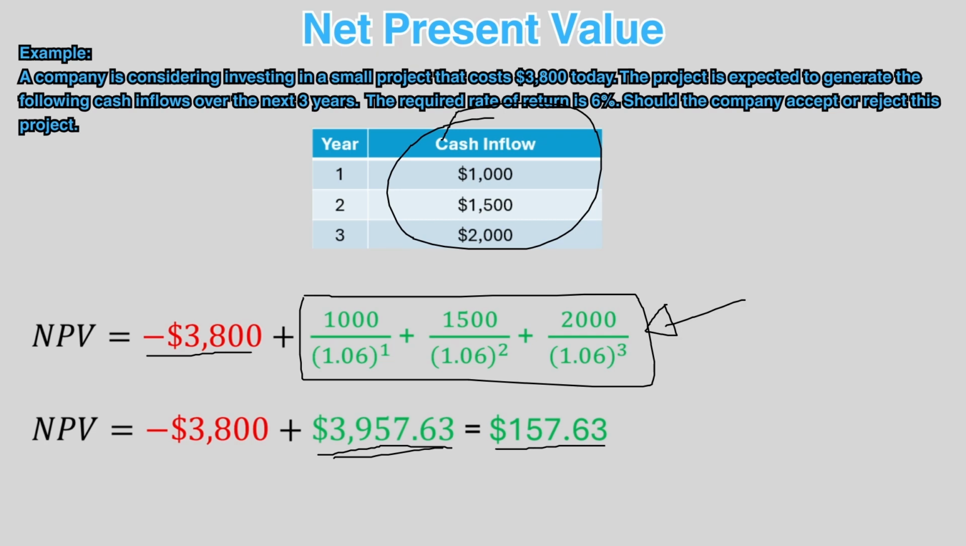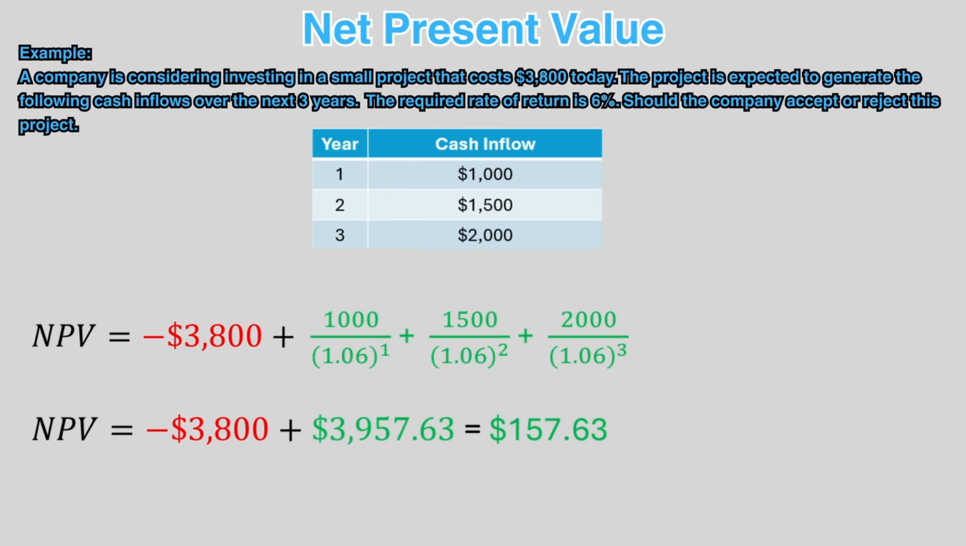And remember what we said about positive NPV, when it is greater than 0, that means we accept the project. So we would accept the project in this case because the project results in a positive NPV, or in other words, the present value of the cash inflows is greater than the initial cash outflow or initial investment.